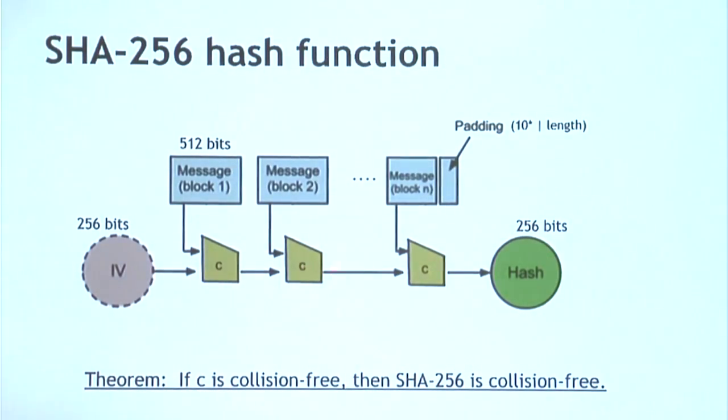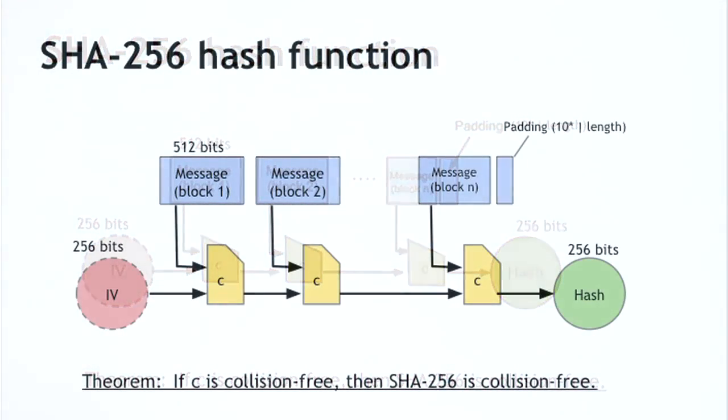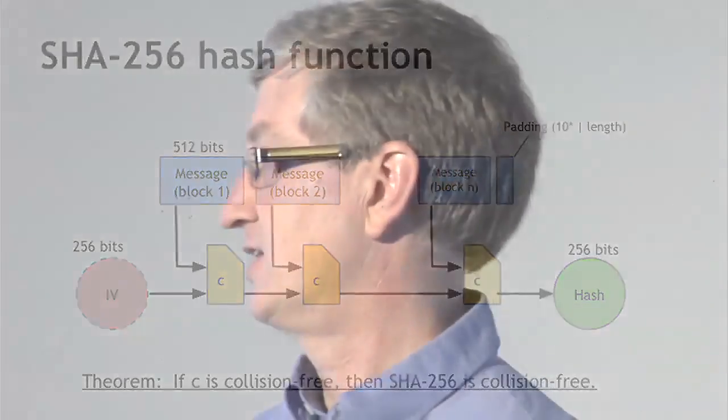and you keep going. Each iteration of C crunches in another 512-bit block of the message and mixes it in, logically, to the result. When you get to the very end, you have consumed all of the blocks of the message plus the padding, and the result is the hash. That's a 256-bit value. It's easy to show that if this compression function C is collision-free, then this entire hash function will also be collision-free. The other properties are a little bit more complicated, so I won't talk about them here.